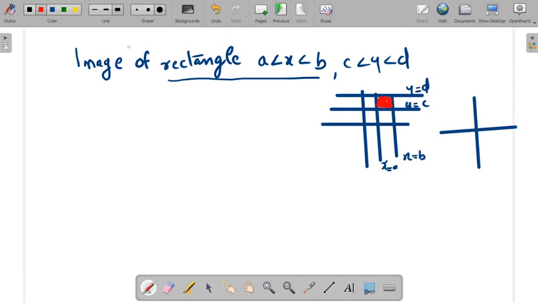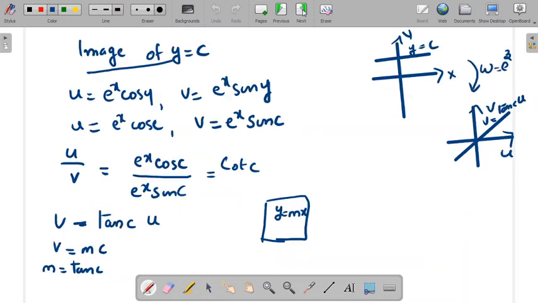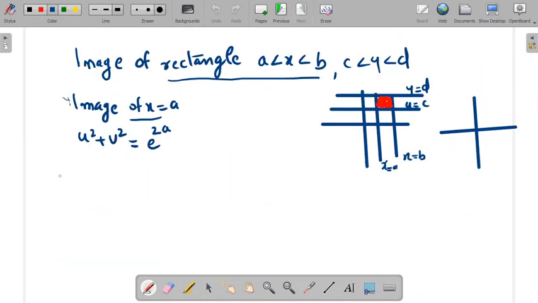So to find the image of a region, we proceed to find the image of its bounding curve. So നമ്മൾ already compute ചെയ്ത് വെച്ചിട്ടുണ്ട്. What is the image of x is equal to a? That is u square plus v square equal to e raised to 2a, right? Image of x is equal to k, we have found it as a circle, u square plus v square equal to e raised to 2k. അപ്പോൾ ഇവിടെ k-ക്ക് പകരം നമ്മൾ a കൊടുത്തു എന്നേ ഉള്ളൂ. So u square plus v square equal to e raised to 2a will be the image of x is equal to a.